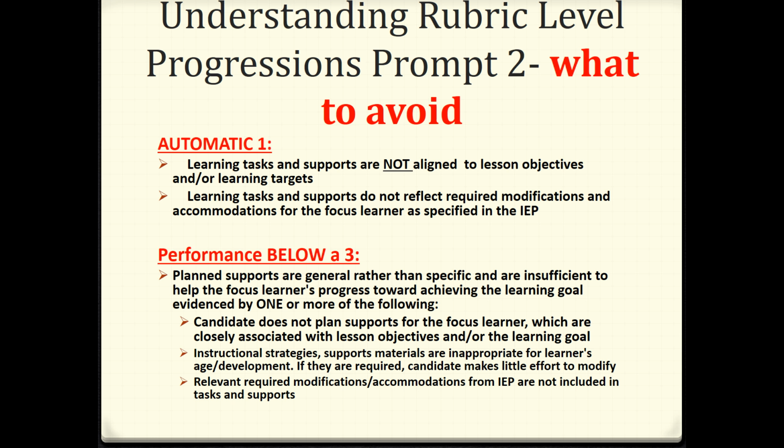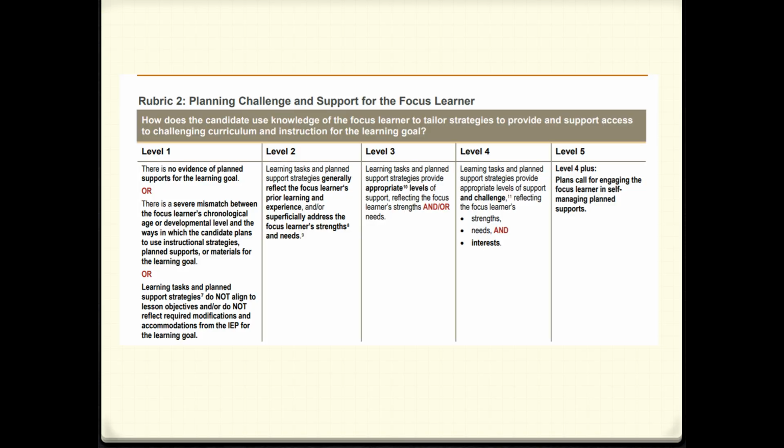Performance below a 3: plan supports are general rather than specific and are insufficient to help the focus learner's progress toward achieving the learning goal, evidenced by one or more of the following. Candidate does not plan supports for the focus learner which are closely associated with lesson objectives and or the learning goal. Instructional strategies and supports materials are inappropriate for the learner's age and development. If they are required, candidates make little effort to modify. Relevant required modifications and accommodations from the IEP are not included in tasks and supports.